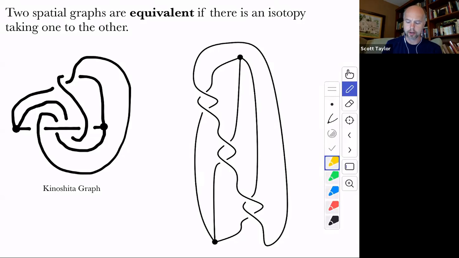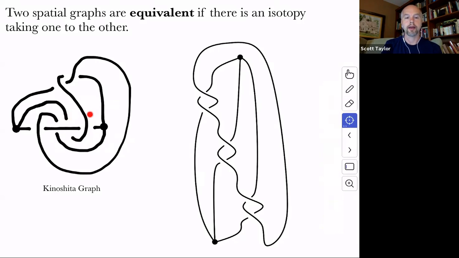Okay, so here's an example. On the left, we have a graph called the Kinoshita graph. And unless I screwed up my pictures and accidentally put a mirror image in, for this spatial theta graph, there's an ambient isotopy taking it to this spatial theta graph. You could draw pictures of the ambient isotopy by using Reidemeister moves, for example, if you wanted to. So for spatial graphs, this is the same notion as for knots.